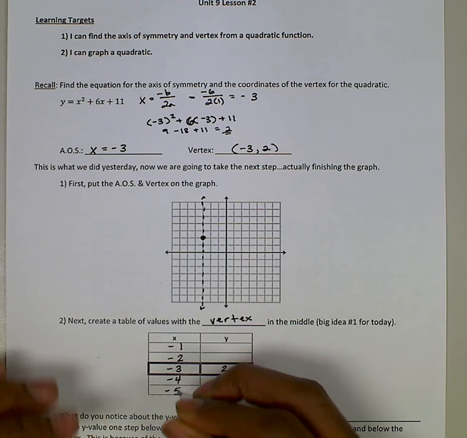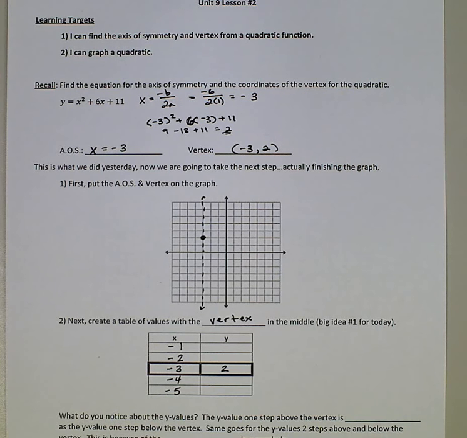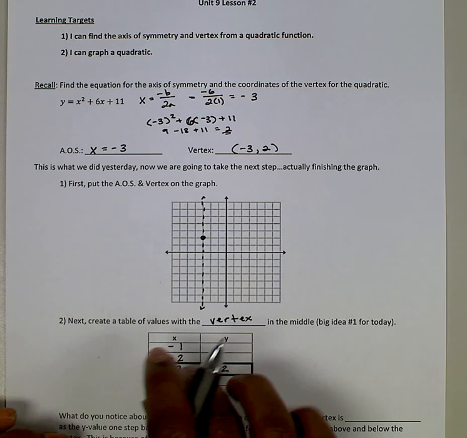Okay. So notice I didn't just choose negative 2, negative 1, 0, 1, 2 because it wouldn't have made sense here. It wouldn't have shown me my U. But by finding the middle of the graph, I make sure I find that U.